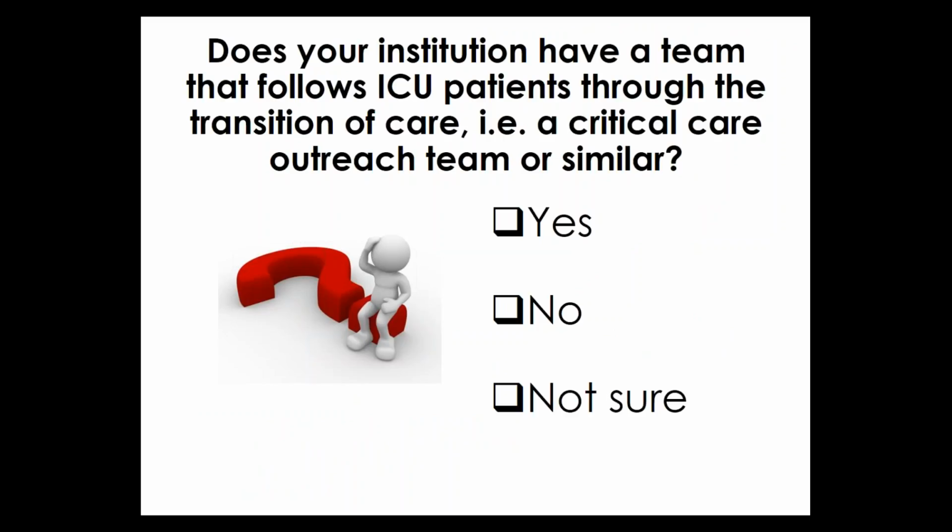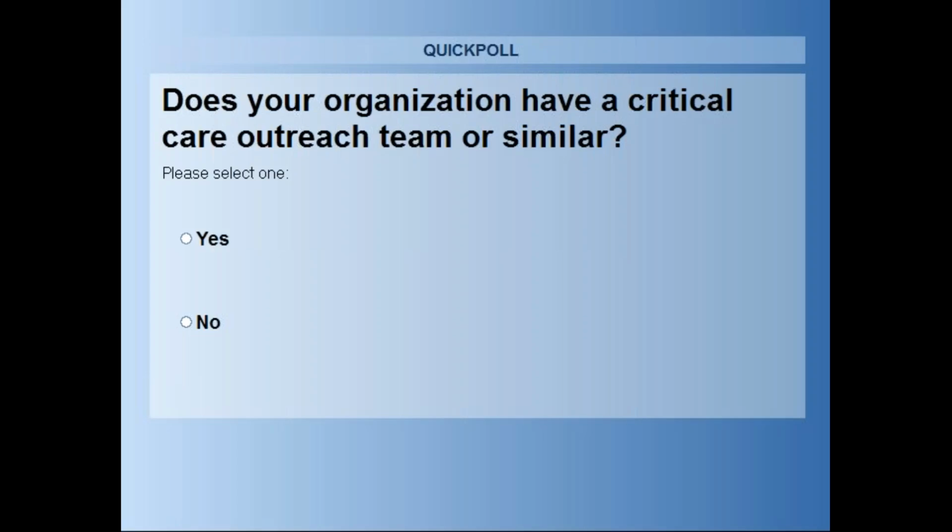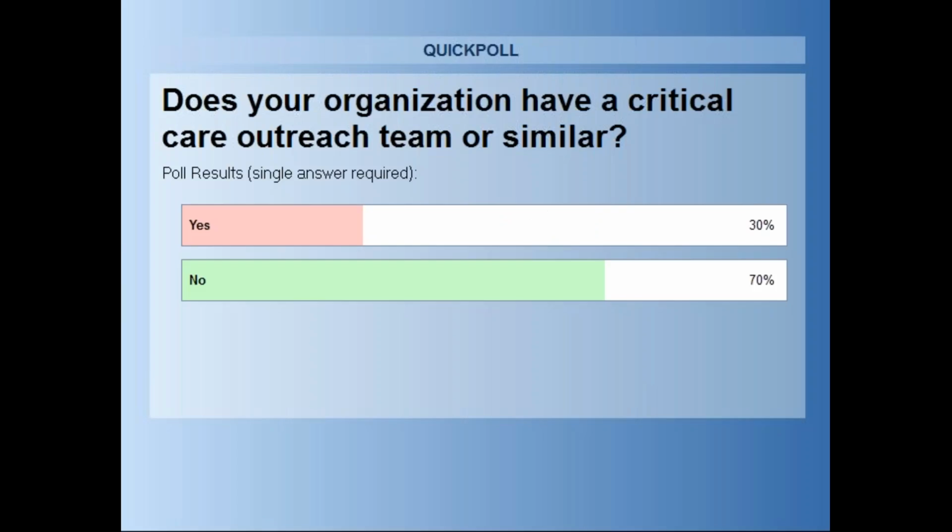Now, our last poll: I just want to ask, at your own hospital or institution, do you have a team that follows ICU patients throughout the transition of care? Sometimes they're called a critical care outreach team or similar. So let's go ahead and pull that up. And why don't we look at the results now? Okay, so a large proportion clearly do not.